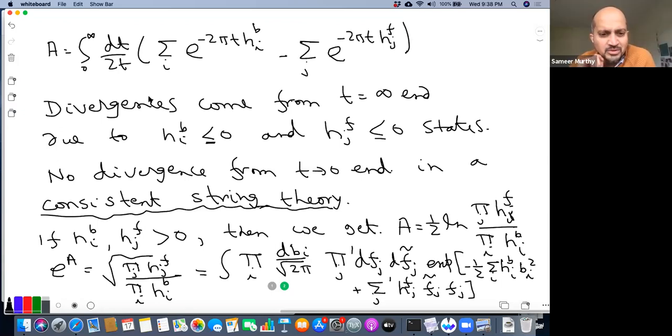Ashoke, I had a question about this last point. So this Fischler-Susskind mechanism, which you just described in the perturbative string theory, in world sheet theory, how is that manifested in the string field theory? I mean, here you're talking about some open string field theory.